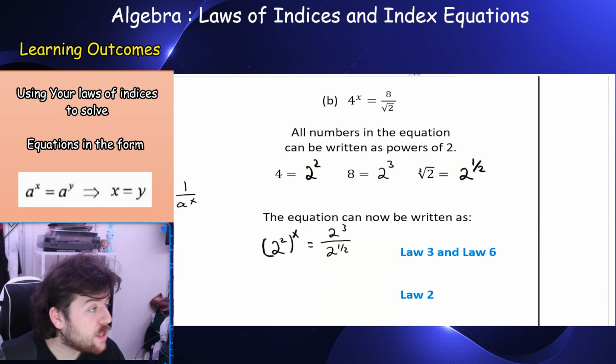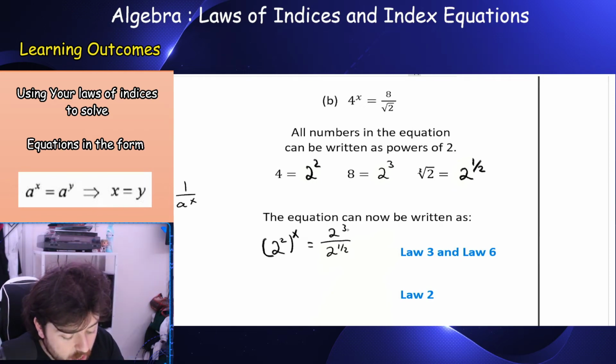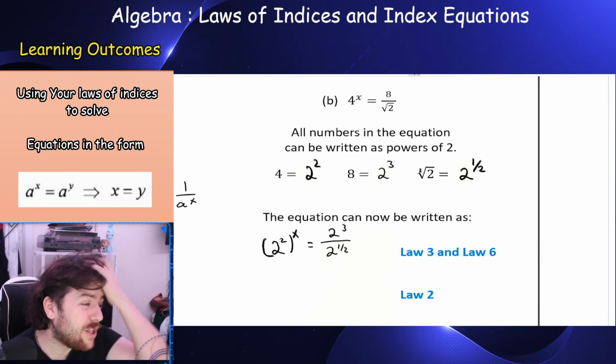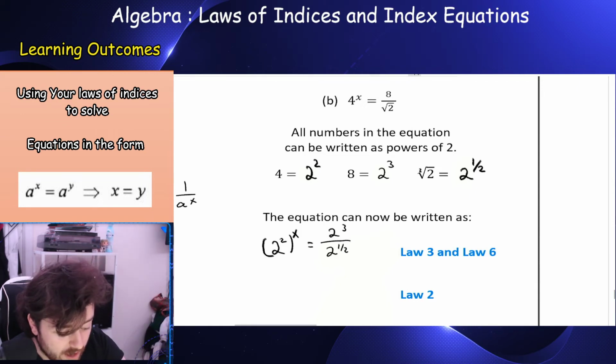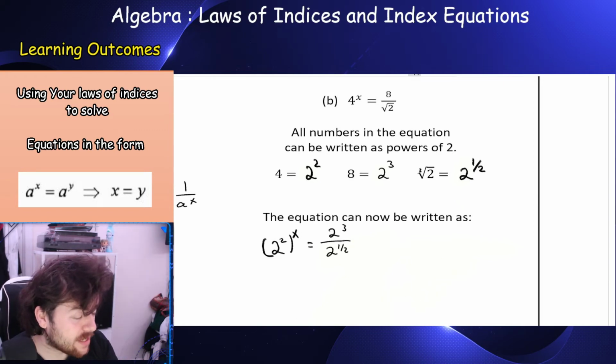So I'm using law 3 and 6 here. Law 3 is my division one here. So I'm subtracting powers if I'm dividing numbers with the same base. And law 6 is the power of a power. No, it's not. Anyway, you get the point. It's all over the place. Yeah, this is actually just confusing everyone. Don't need to know the actual order of which one's which. All I know is now I need to simplify my left-hand side and my right-hand side.